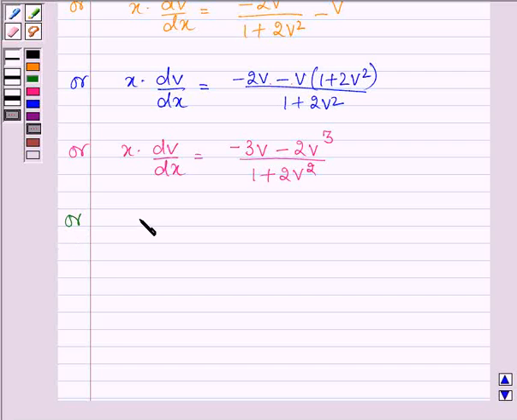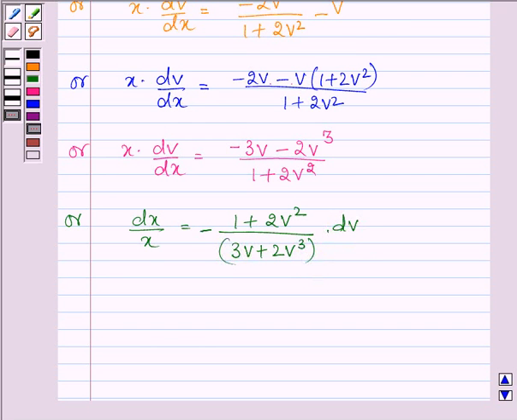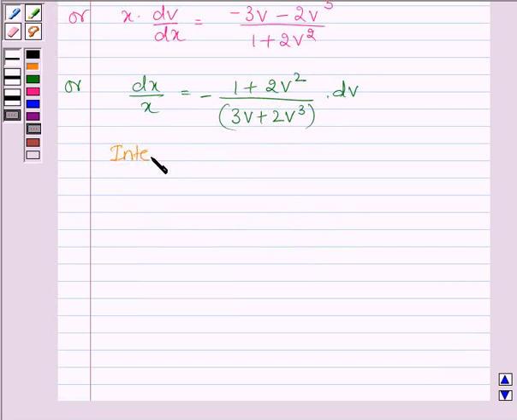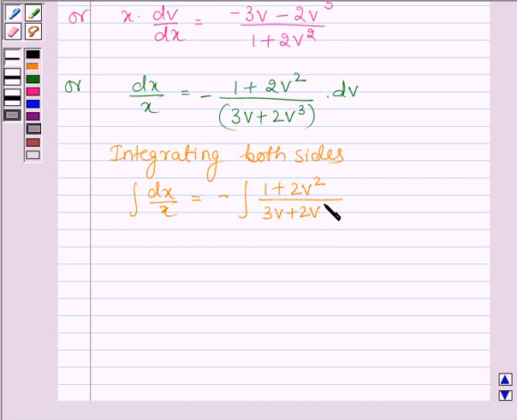Or we further have dx divided by x is equal to (1 plus 2v square) whole divided by, taking minus sign common, (3v plus 2v cube) into dv. Now integrating both the sides, on the left hand side we have integral dx divided by x, and on the right hand side we have minus integral (1 plus 2v square) whole divided by (3v plus 2v cube) into dv. Or we have log x is equal to minus integral.